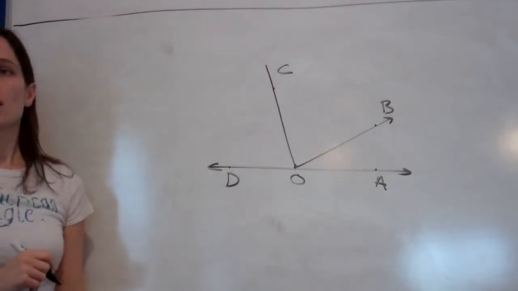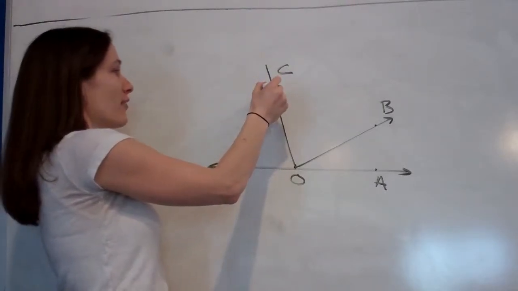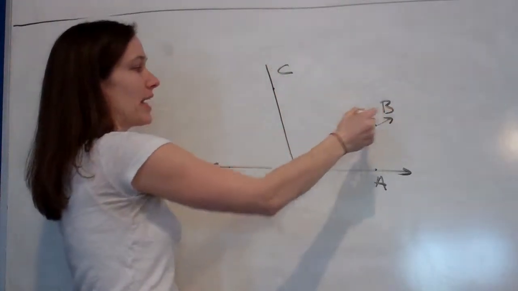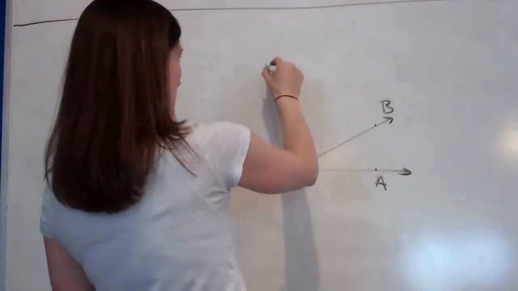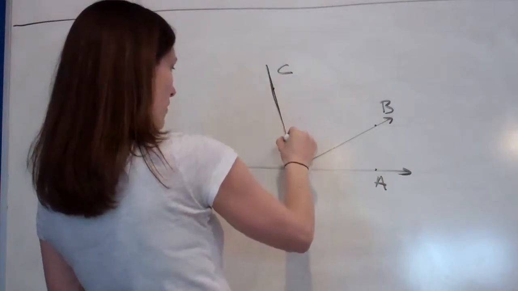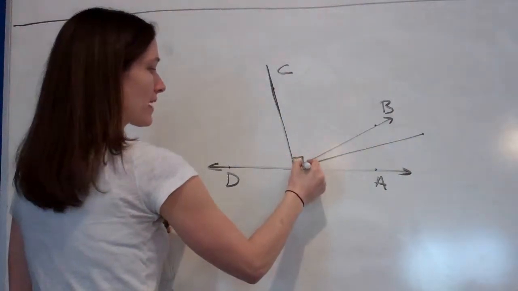Okay. Everybody see COB? I rhymed. Okay, sorry. Ready? COB. All right. What I did is I made this my first part of my right angle and this my second part. Does everybody see how that makes a right angle?